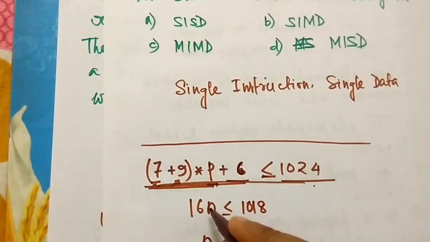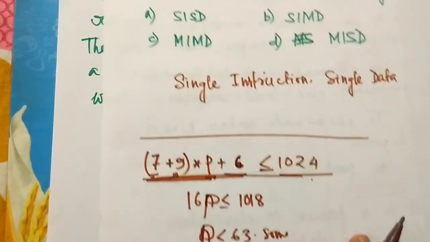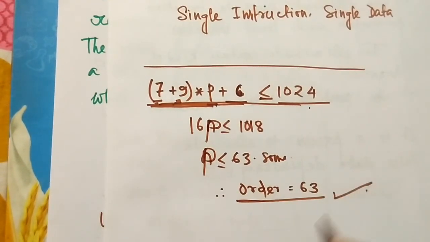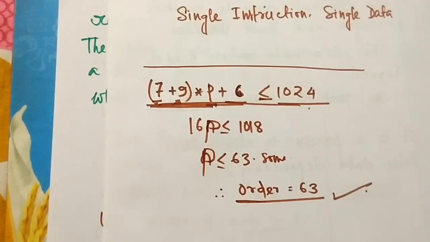If you solve this, you will get the value of P as 63 point something, but we know that the order cannot be a fraction, so the order is 63. So for this question the answer will be 63.